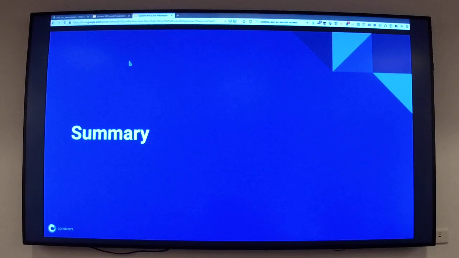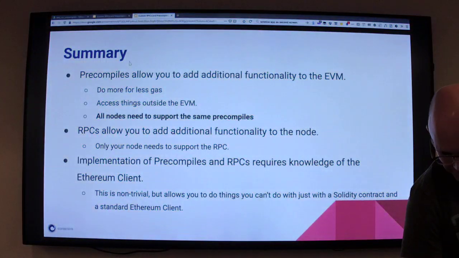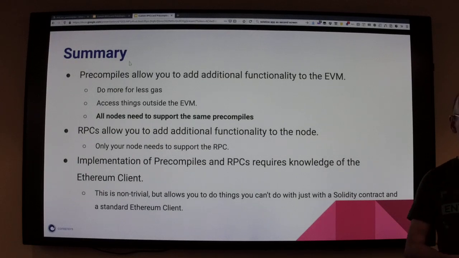Any questions? I'll go to the summary and we can ask. So, as we saw, the precompiles allow us to add functionality to the EVM, for example, to do more for less gas, or to access things outside of the EVM. The important part here is that all nodes need to support them to avoid forking.